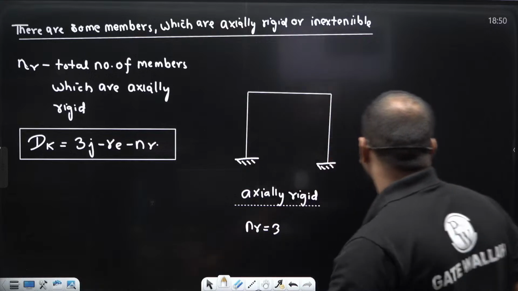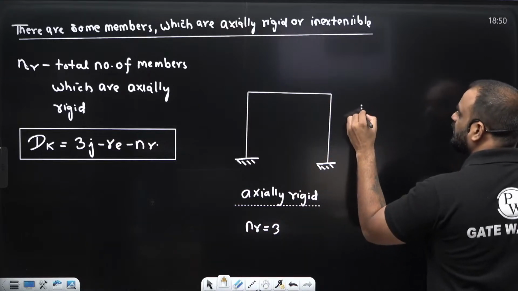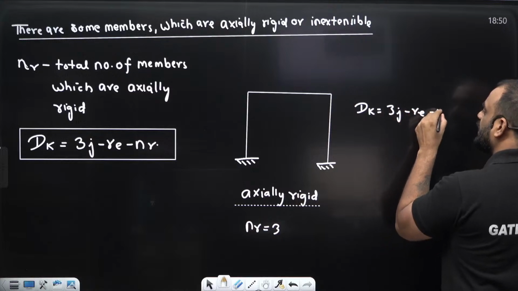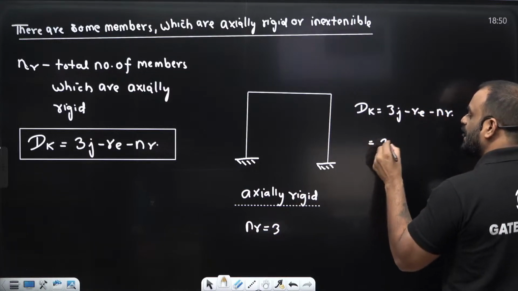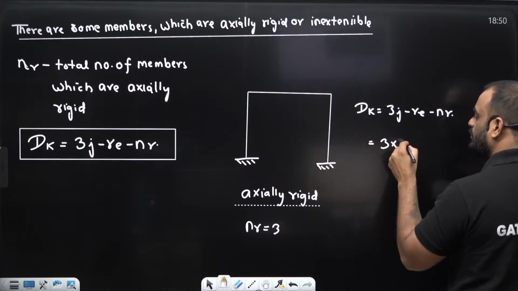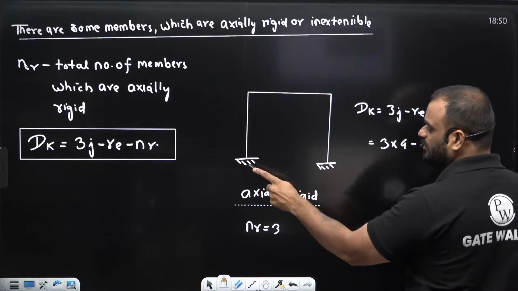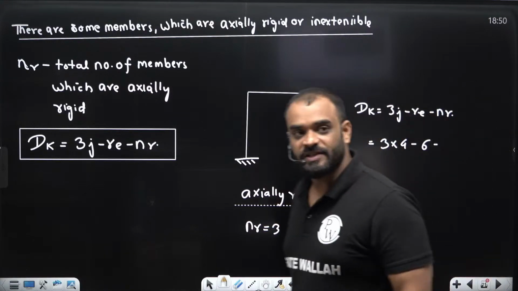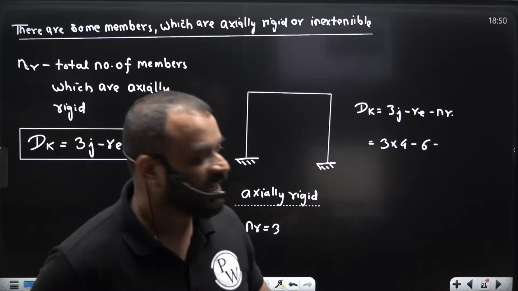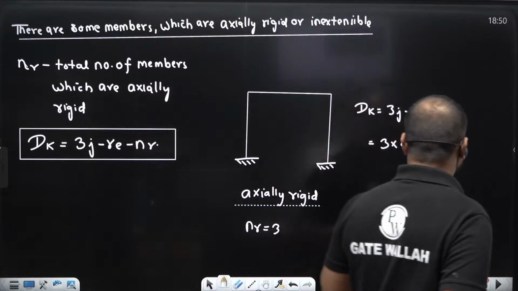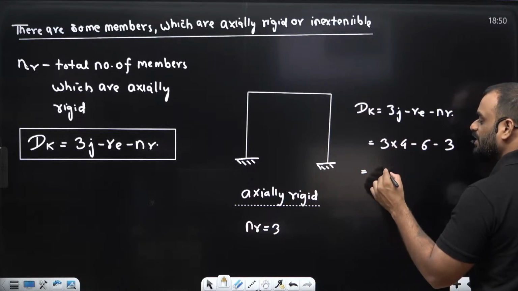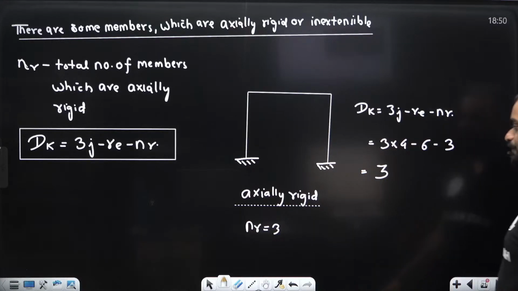Okay, sir. So can I write down the formula basically? dk is equal to what, sir? dk is equal to 3j minus re minus nr. Okay, sir. So guys, how many joints we have? 1, 2, 3, 4. How many external support reactions? 3 and 3. That is equal to 6. But what about the nr value? nr is equal to 3 in this case, sir. So if you calculate it, again the answer is 3. That means 12 minus 9, that is equal to 3.